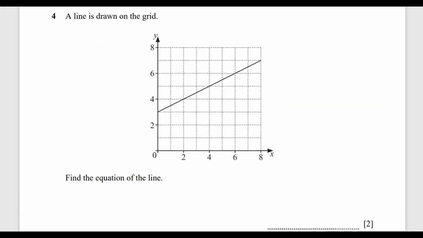Next. Here we go, we are in number 4. A line is drawn on the grid. Find the equation of the line. 10 seconds from now. Write your answer in here.